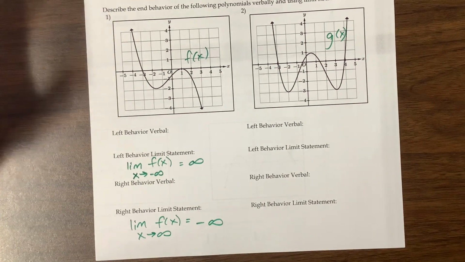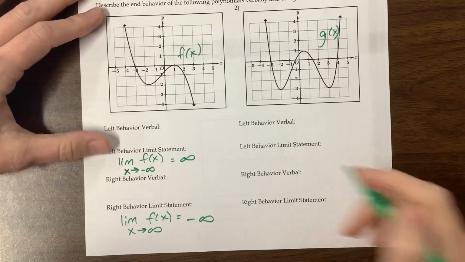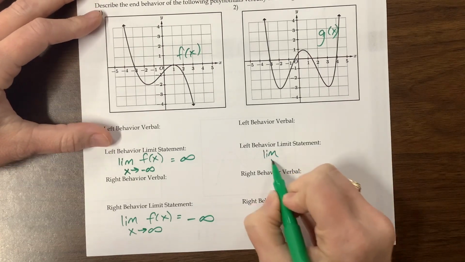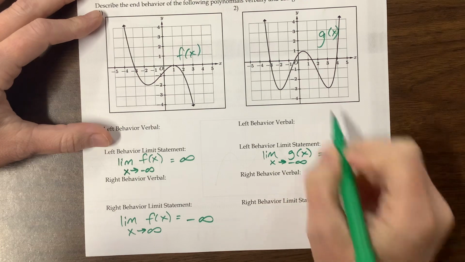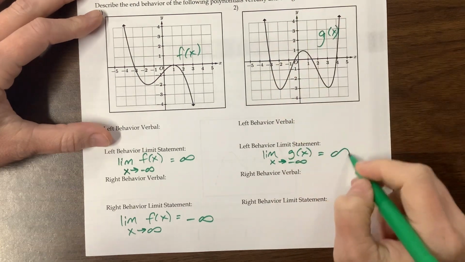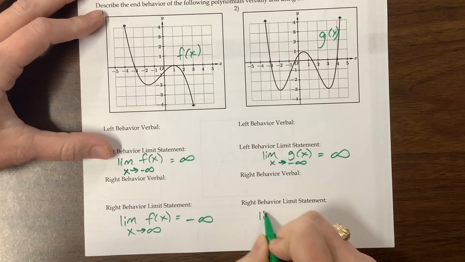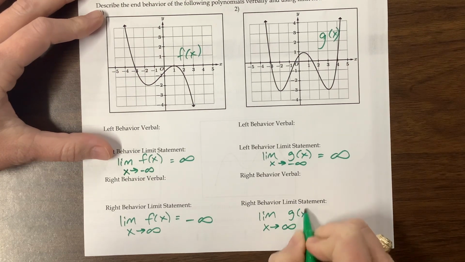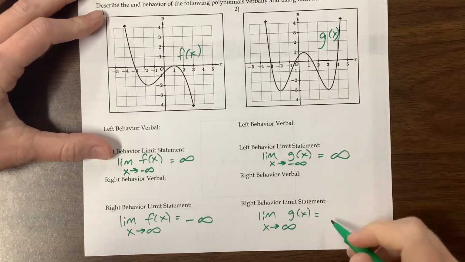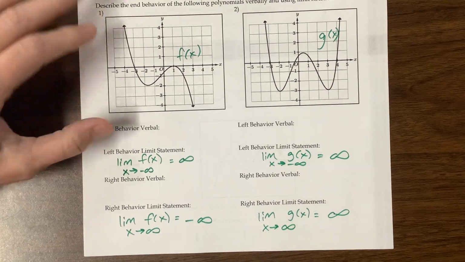And that's limit notation. On this one, the limit as x goes to negative infinity of g of x is equal to, well, going this way, it went up, so it's positive infinity. This one, the limit as x goes to positive infinity of g of x is equal to, well, it's going up also, positive infinity. And there we go.